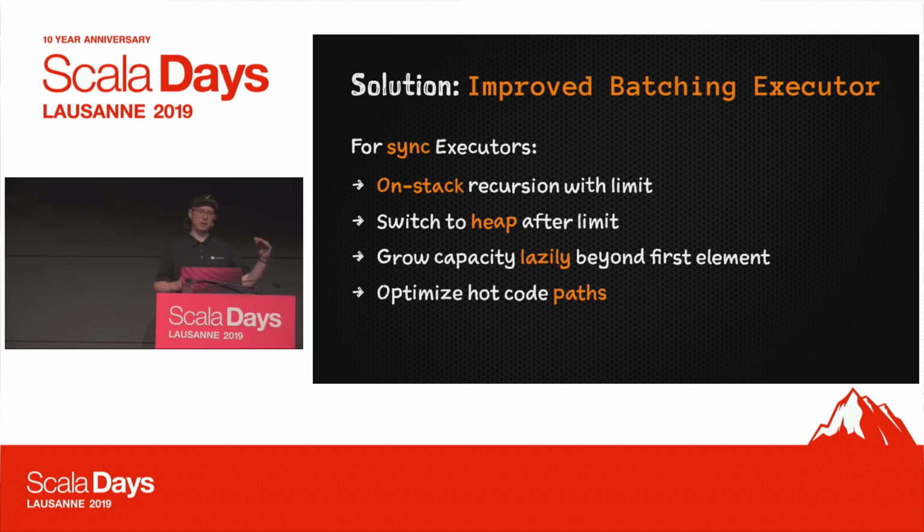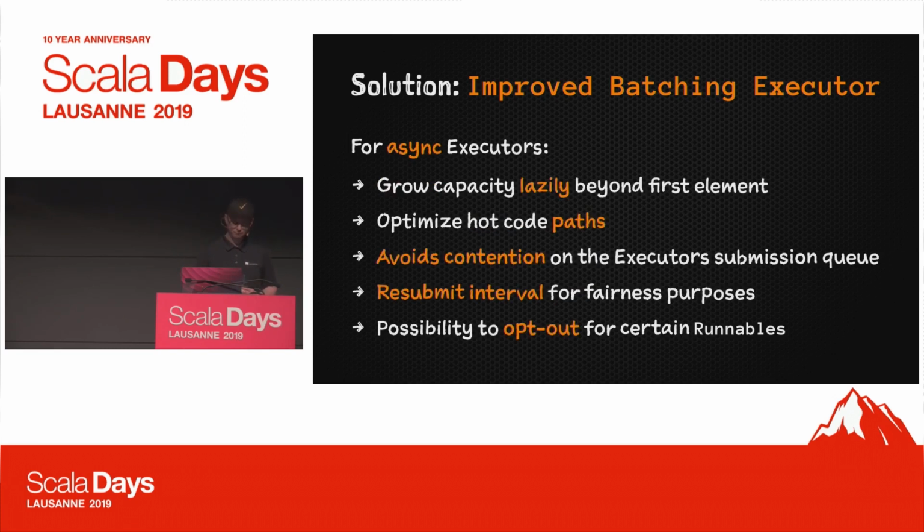And the strategy is, up until a certain number, just execute it on stack, and then once you go beyond that threshold, you will start to allocate a heap-based stack that you will then fill up, and then you will essentially grow lazily, because you want to avoid doing allocations when you're in the sort of hot thing that spins on the CPU. And of course, you just want to optimize all the hot paths across this thing. So it does that. But for async execution context, like global, it's also extending batching executor now. So you want to do almost the same thing. You want to grow capacity lazily, and you, of course, want to optimize all the hot paths.